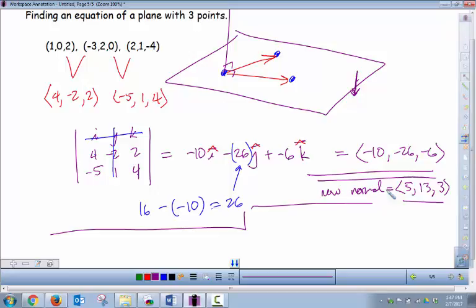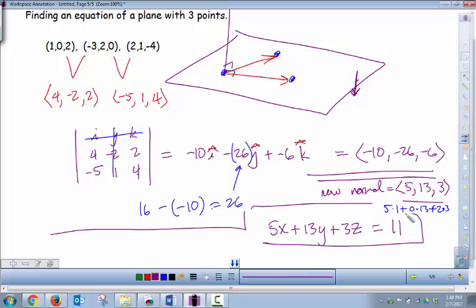Okay, so let's use a formula. Ax, so that's 5x, and 13y, and 3z. And then the D, remember, is the dot product between the normal and the point. And what's neat about this is that if I take the dot product of the first one, so that would be 5 times 1 plus 0 times 13 plus 2 times 3. So this is 5 plus 6, which is 11. Is that right? 11? Then that would be your answer.